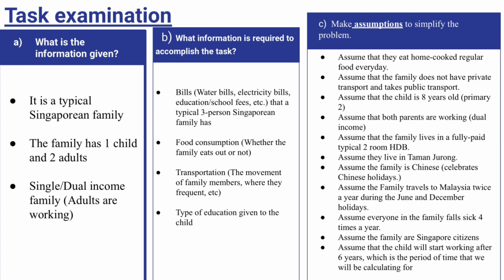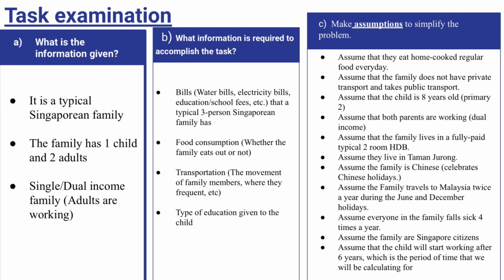Last but not least, allow me to share with you the assumptions made that have allowed us to simplify the problem. We assume that this family consumes home-cooked food on a daily basis. The family does not own any sort of private transportation and takes public transportation like bus and MRT. The child is assumed to be 8 years old and in primary 2 with both parents working. Therefore, dual income will be calculated.